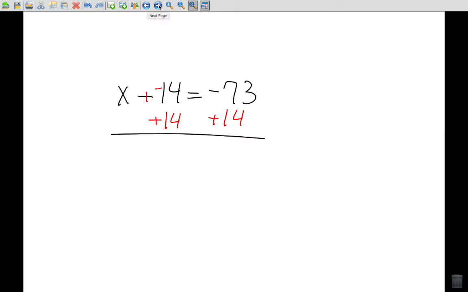Think again of that scale in your science class, where the left side of the equal sign is the pan on the left, the right side of the equal sign is that little pan on the right side. If you add 14 to the left side of that scale, you better add 14 to the right side also. And that gets us our correct answer of negative 59.